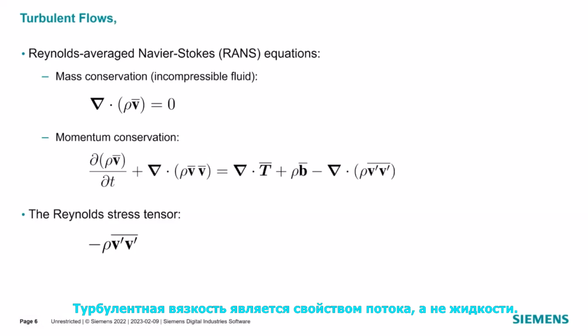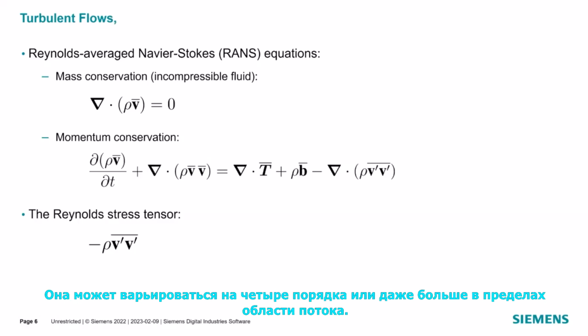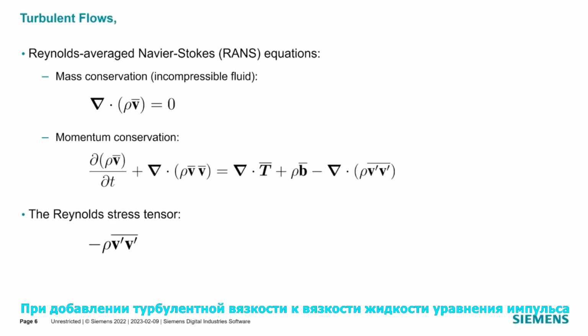Turbulent viscosity is a property of the flow and not of the fluid. It can vary by 4 orders of magnitude or even more within the flow domain. When turbulent viscosity is added to the fluid viscosity, the momentum equations look the same as for the laminar flow. But the high variation of turbulent viscosity and its dependence on velocity gradients makes the solution of RANS equations more difficult.